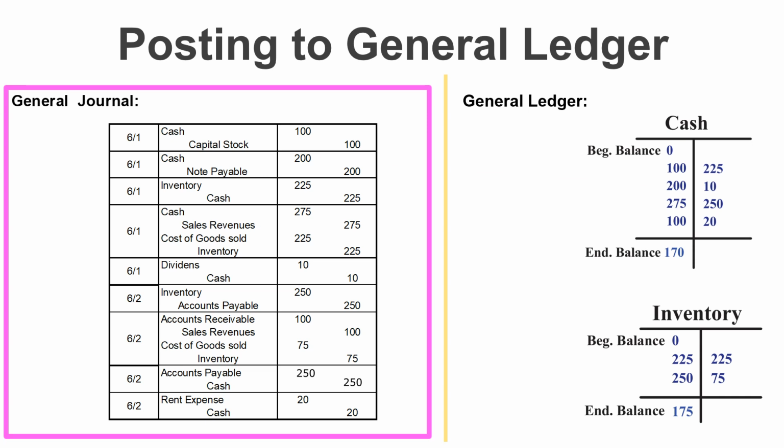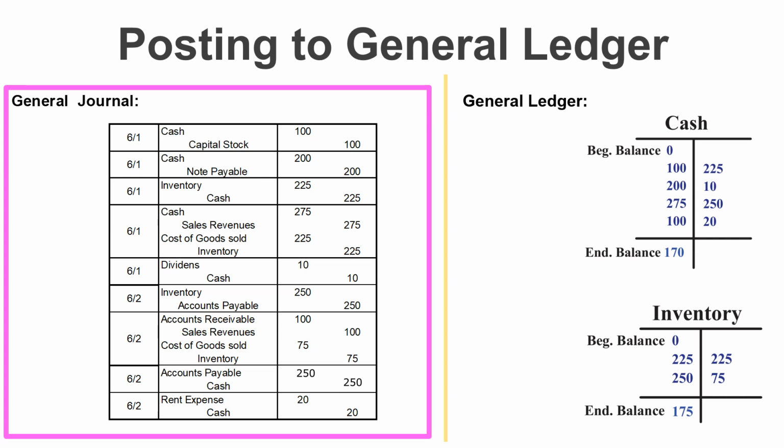Well, the next transaction that affected cash was the second one, a $200 increase. And we show that on the general ledger at $200. The next transaction had a credit for $225 when he bought inventory. And so we'll tick that and we'll now place that in the general ledger cash account as a credit.